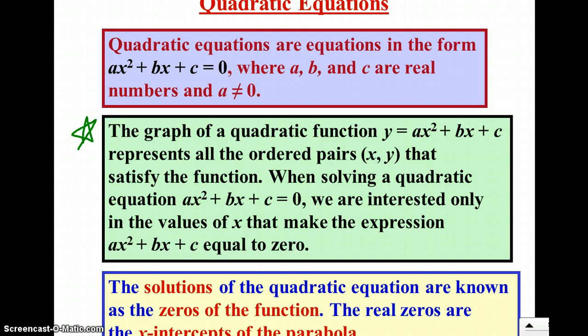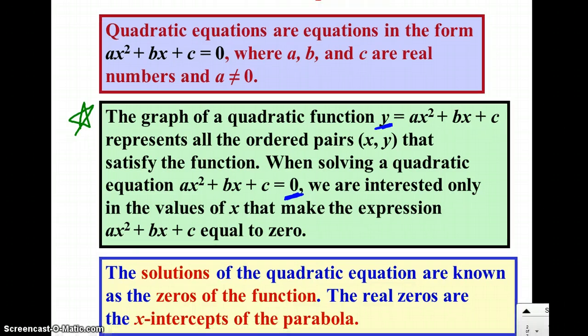The graph of a quadratic function y equals ax squared plus bx plus c represents all the ordered pairs x and y that satisfy this function. When solving a quadratic equation, ax squared plus bx plus c equals 0, we're interested only in the values of x that make the expression equal to 0. So all that's changed from the equation to the function. All right.